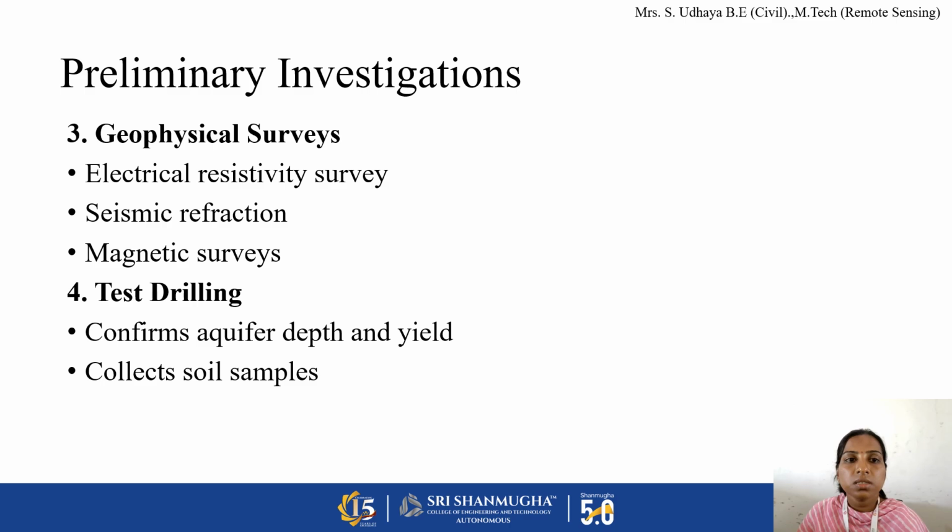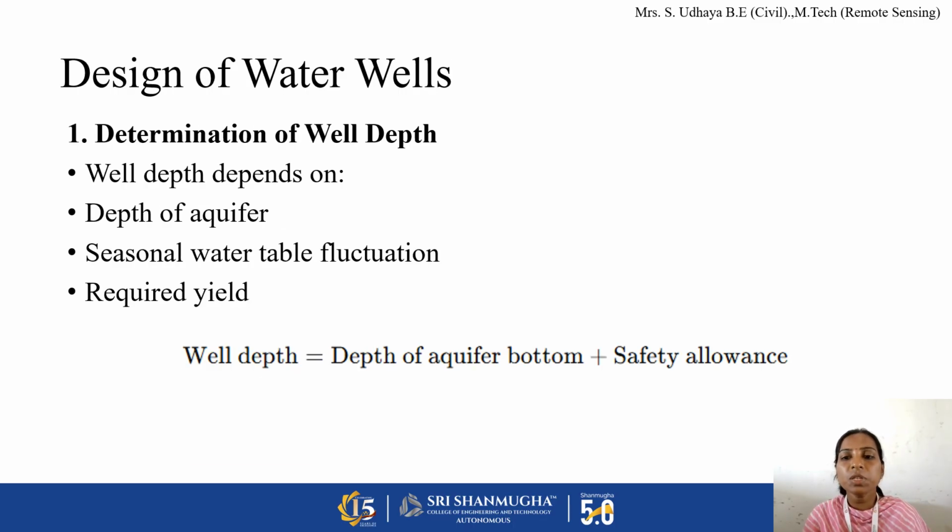The next set of preliminary investigations includes geophysical surveys, which include electrical resistivity survey, seismic refraction, and magnetic surveys. Then in the final stage of preliminary investigations, we have to opt for test drilling, which confirms the aquifer depth and yield, and we have to collect soil samples and do lab tests in order to determine the properties of the aquifers.